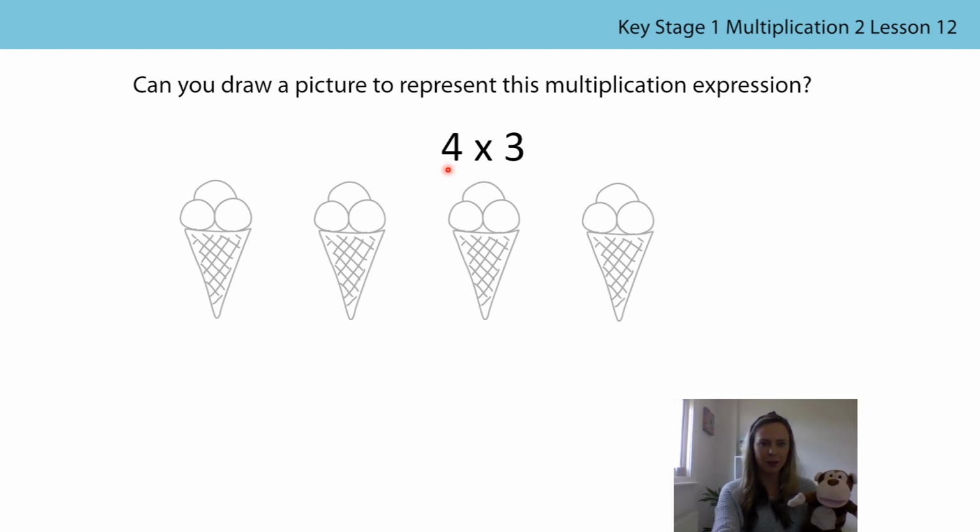So we've got 4 groups, and the 3 represents the number of objects in each group. So we need to have 4 groups of 3, or 4 3s. Let's see if we've got that now. 1 3, 2 3s, 3 3s, 4 3s. That's better, Bongo. Now our picture represents the multiplication expression. Does your picture represent the multiplication expression too? Well done if it does.